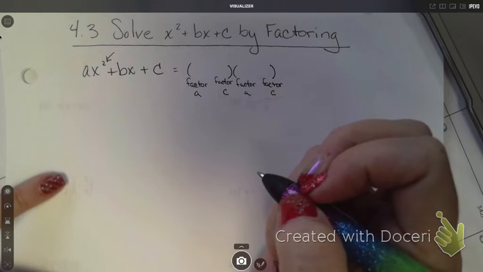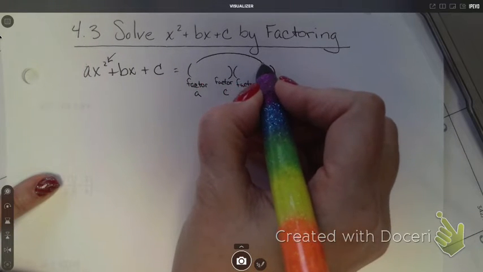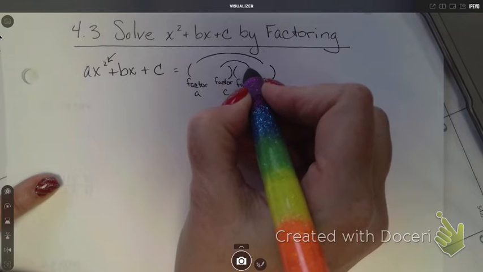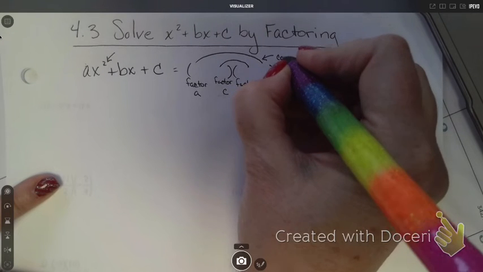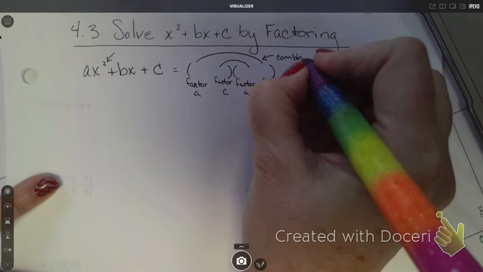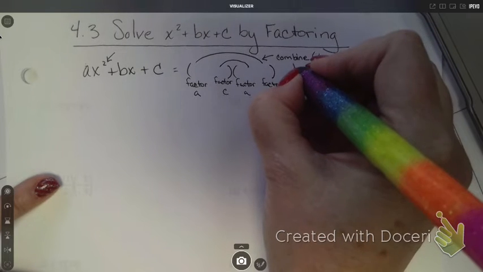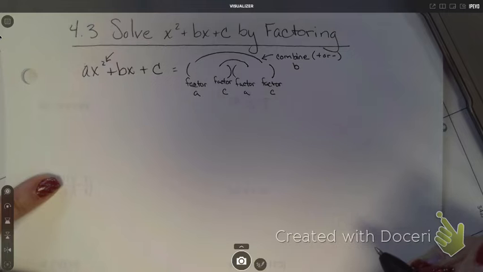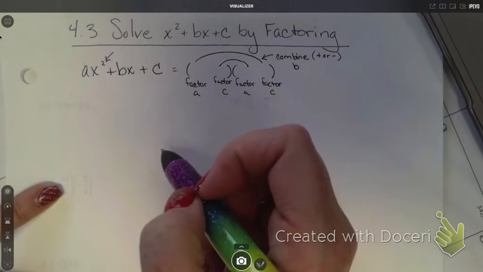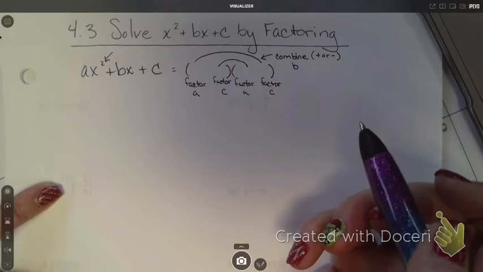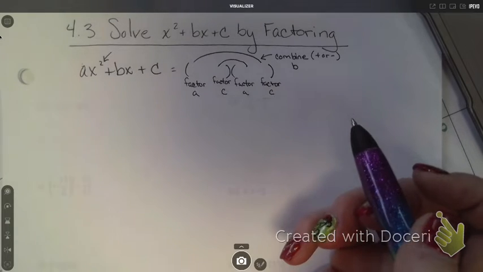So how do I get B? I get B by multiplying A and C, and those two multiplications combine. That means add or subtract to get what? B. So we have to be thinking about our distributive property while we're factoring. Distributing is multiplication, so factoring is what? Dividing. Okay, so that's what we're doing.